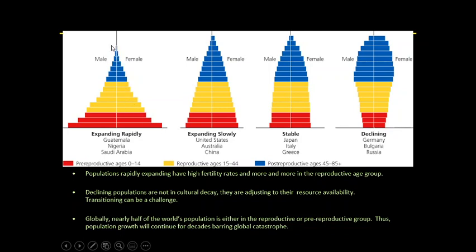Okay, in countries that are expanding slowly, like the United States, we also see a pyramid shape to this, but the base is not as wide. So the difference here between one of these sets and the next is much slimmer compared to over here. 0 to 5, there's a big jump between that and age 5 to 10, for example, but not as much over here. These populations are growing slowly.